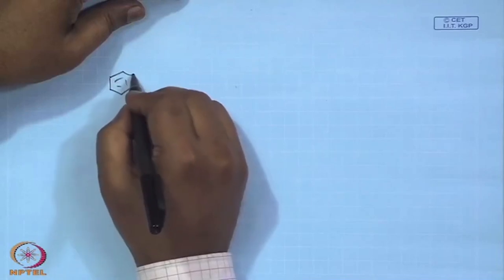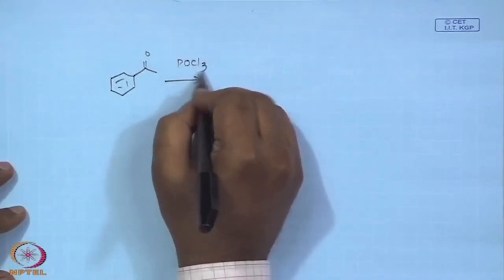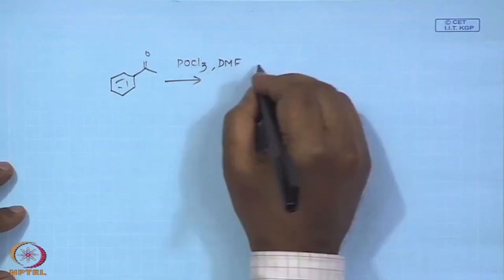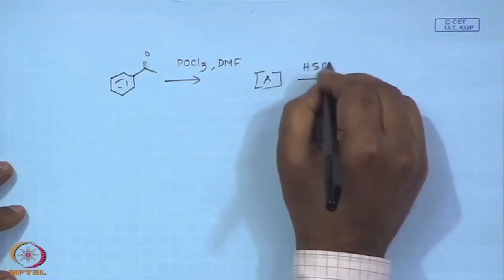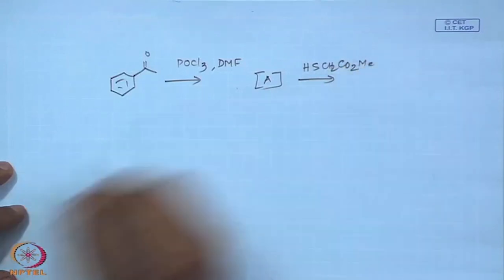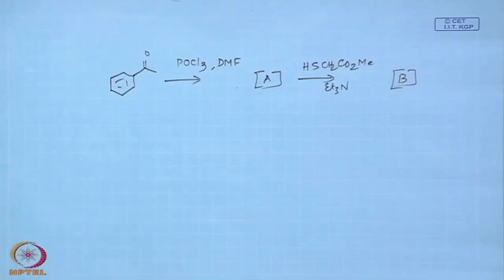Let us see how much you have learned. Test. Tell me the answer of this sequence of reactions. We begin with acetophenone, POCl3, DMF, you get a substrate A here, then thioglycolate, SH-CH2-CO2, let us say I will put the methyl ester, and of course maybe a little bit of triethylamine. So you get a product B. Write down the structure of the product B, and of course give the structure of A also.